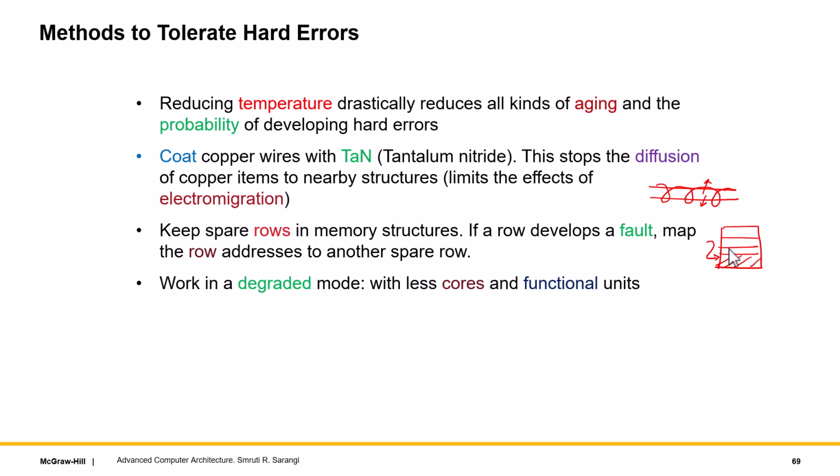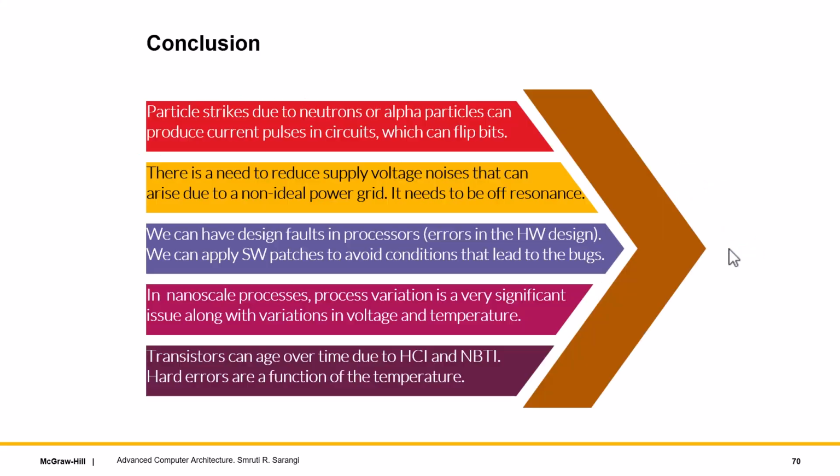The other is that if possible, you work in a degraded mode, which means that you reduce the number of cores or you reduce the number of functional units. So if let's say one adder develops a fault, try to survive with the other adder. If there are 8 cores, 4 develop a fault, run the processor with 4 cores, so on and so forth.